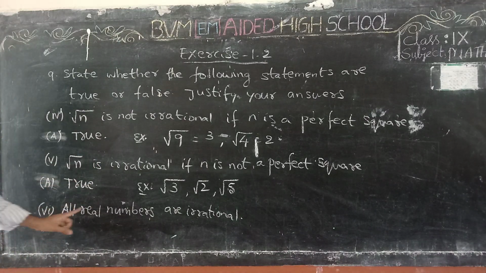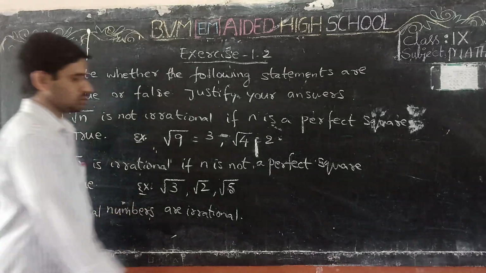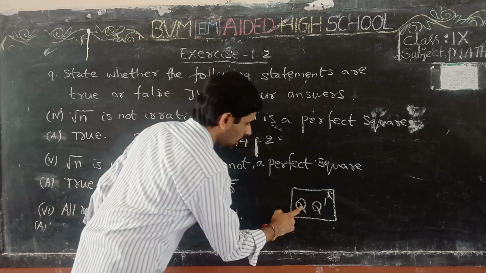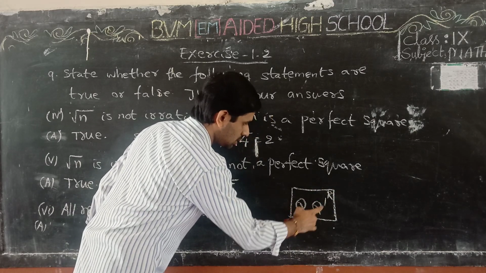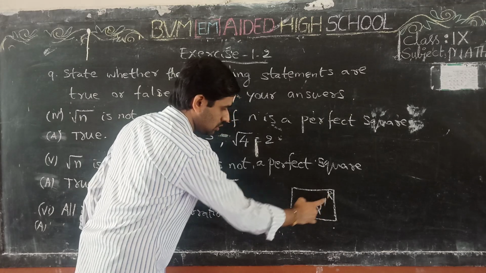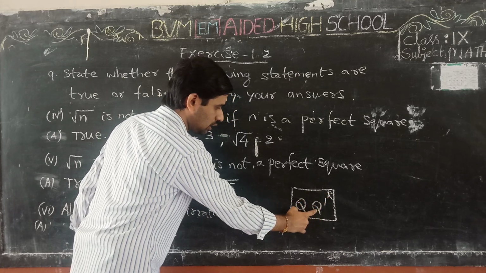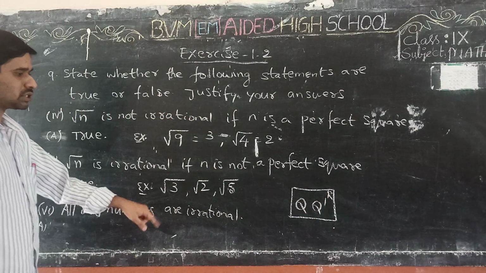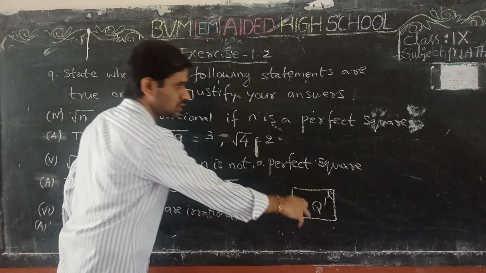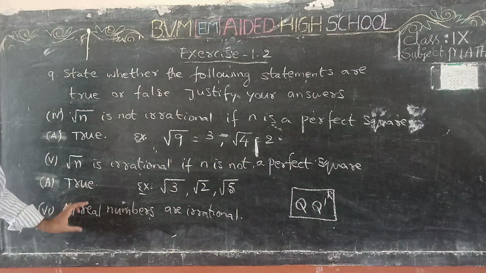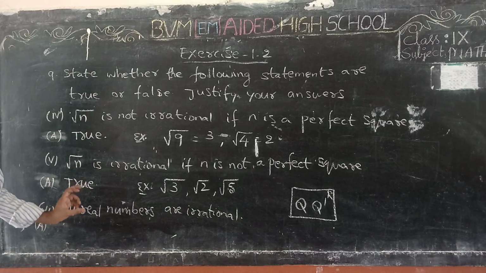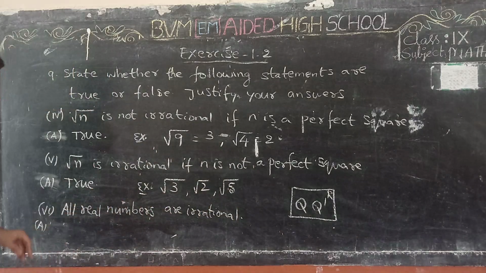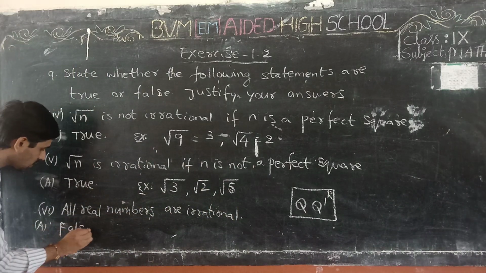Last statement, all real numbers are irrational. So let us go through the set again. The collection of rational numbers and irrational numbers together is the collection of real numbers. All the rational numbers are real numbers, all the irrational numbers are real numbers. But here the statement is all real numbers are irrational. Real numbers contain the collection of rational and irrational numbers. All the real numbers are not irrational. Real numbers contain rational and irrational, not only irrational. So this statement is false.